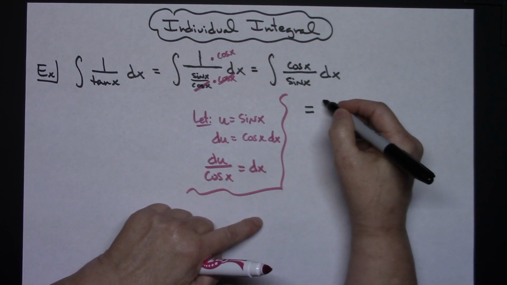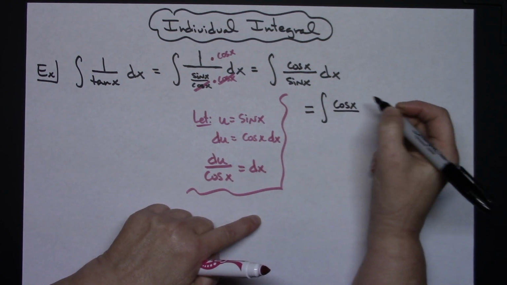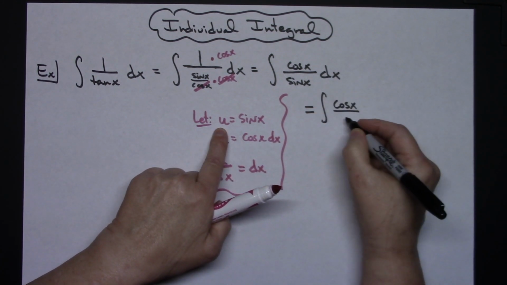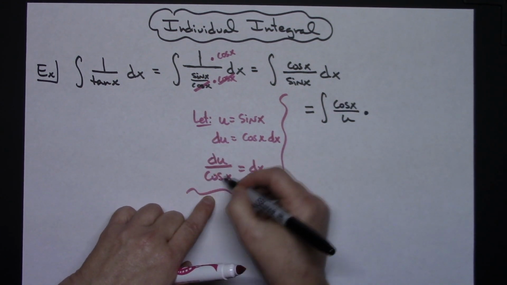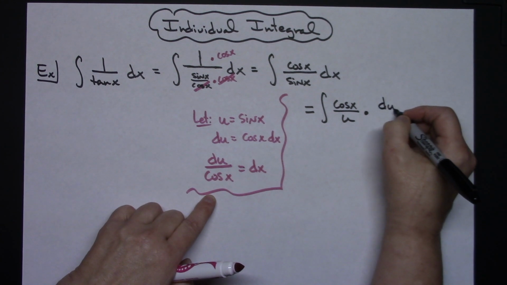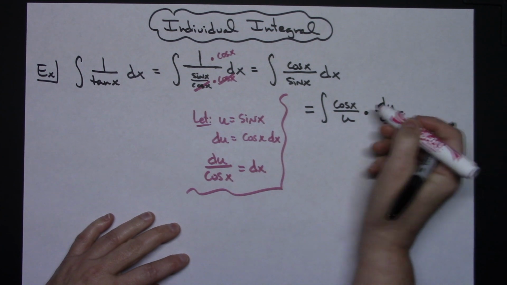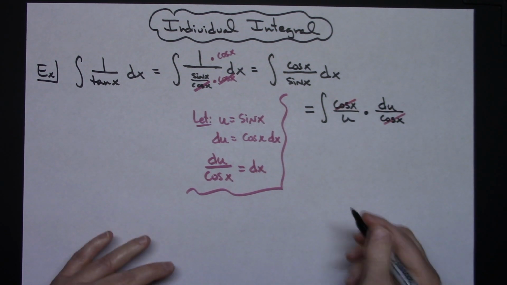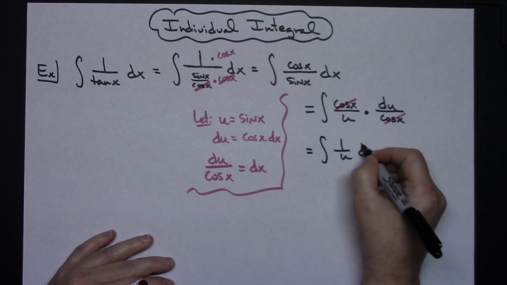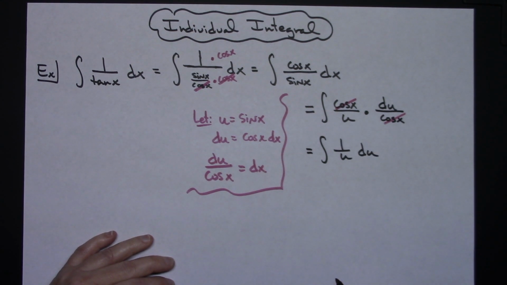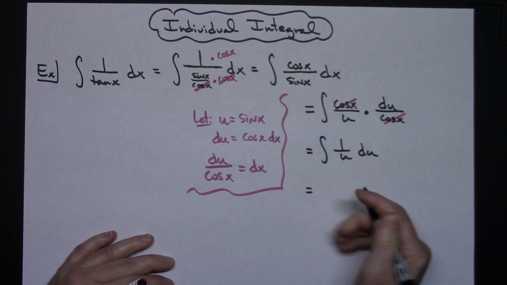Alright, so we're still going to have the integral. Cosine x is going to stay there. The sine x we said was u, so I'm going to replace that with a u. Then I've got my dx, and replacing that with the du over the cosine x. That then allows you to cross out the cosine x. That'll leave you with the integral of 1 over u du. This is one you should have memorized as being the natural log absolute value of u. So we are ready to integrate.